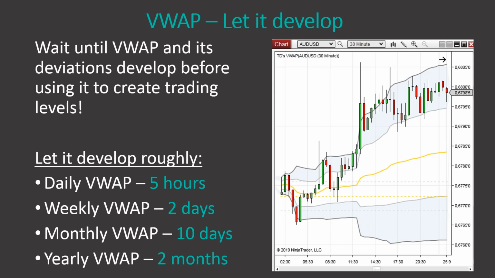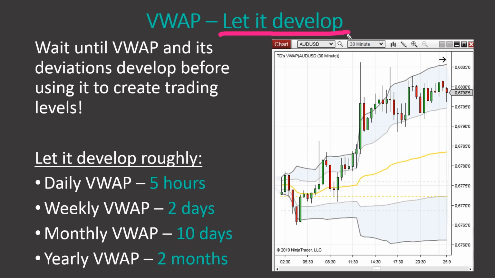Now, another part which I want to show you, this is actually a pretty interesting thing because I am not really sure that many people actually do this, but it is an important thing. So let me show you. I think it's pretty important to let the VWAP develop before you start trading with that, before you start applying those trading strategies I showed you.